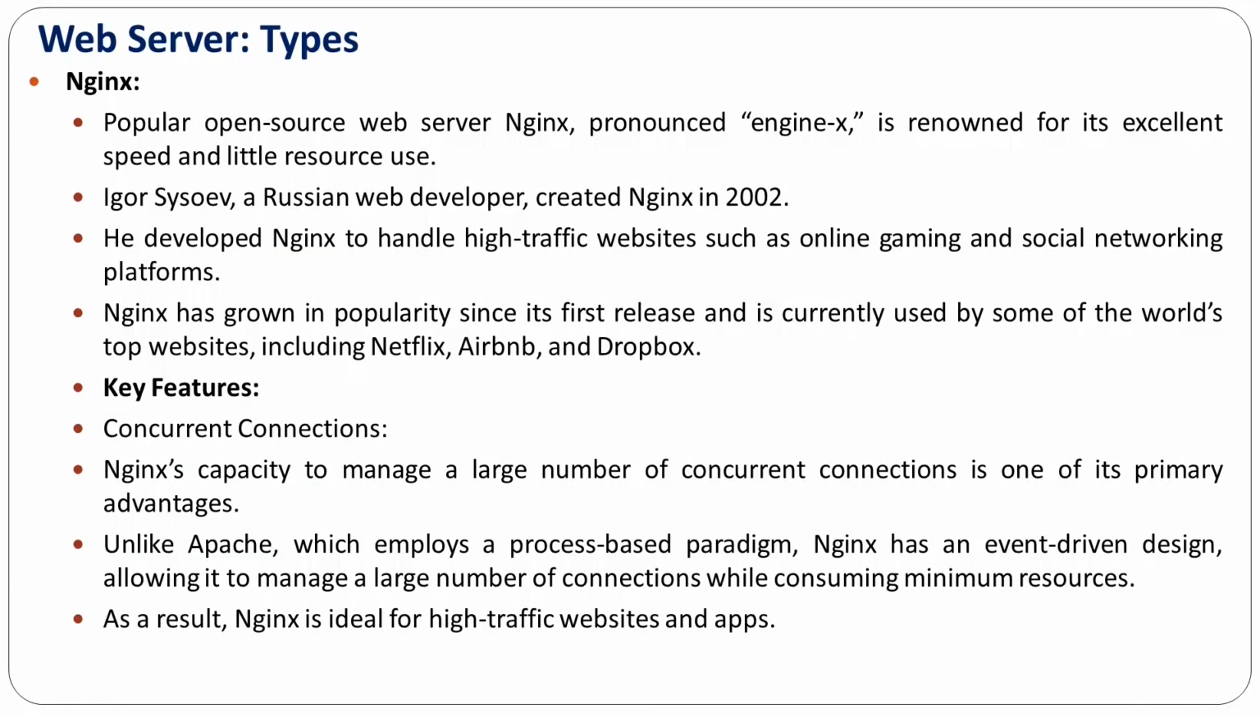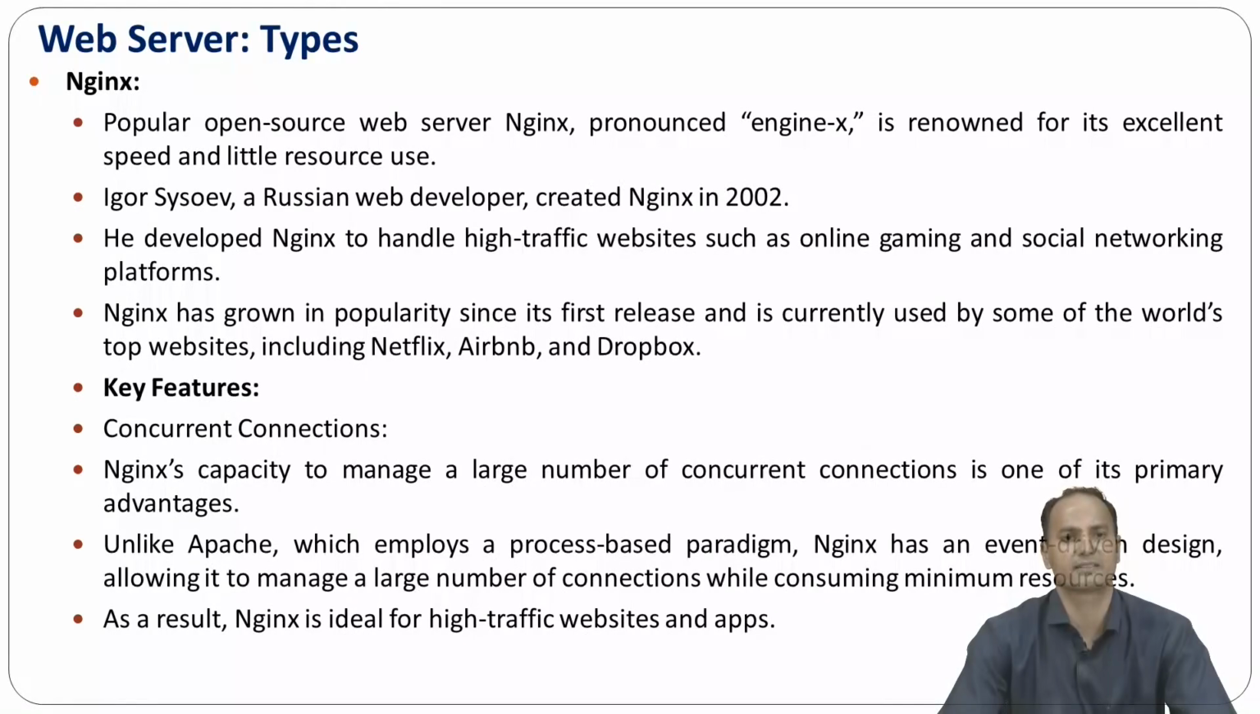The next server is Nginx. It is a popular open source web server, pronounced Nginx, renowned for its excellent speed and little resource use. Igor Sysoev, a Russian web developer, created Nginx in 2002. He developed Nginx to handle high traffic websites such as online gaming and social networking platforms. Nginx has grown in popularity since its first release and is currently used by some of the world's top websites including Netflix, Airbnb and Dropbox.